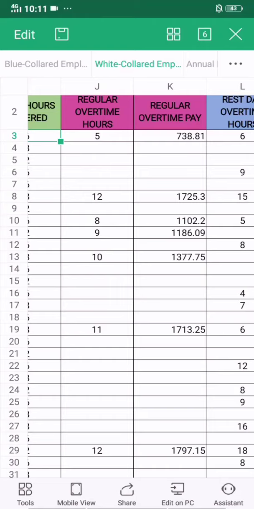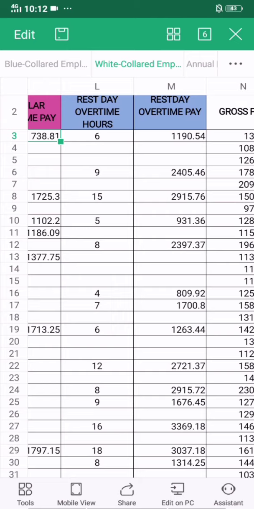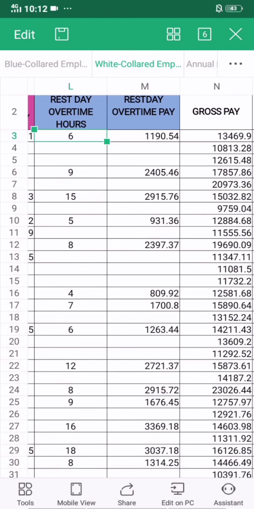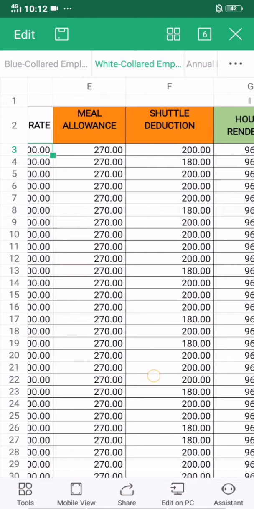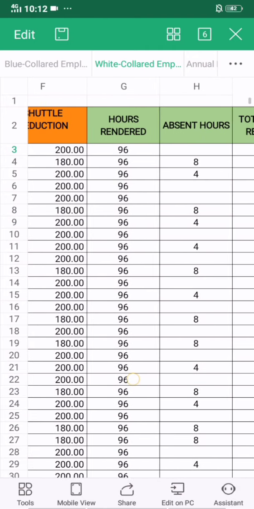And now to find our regular overtime pay, we need to find our hourly rate so we can multiply it by 5 and then times 120%. In finding rest day overtime pay, we need to find our hourly rate and multiply it by 6 and multiply it by 169%.